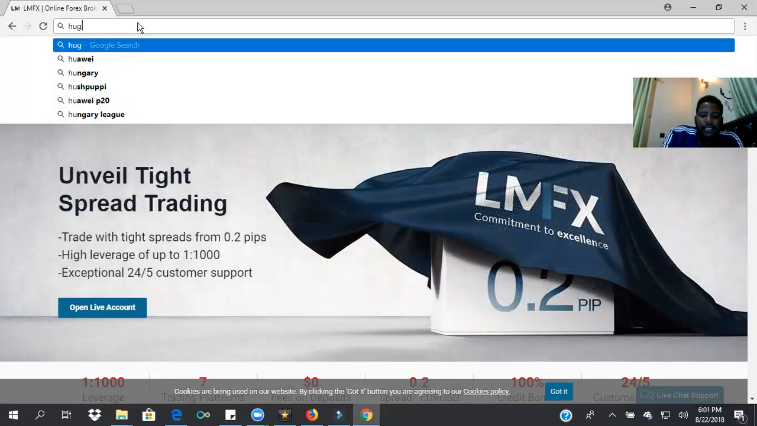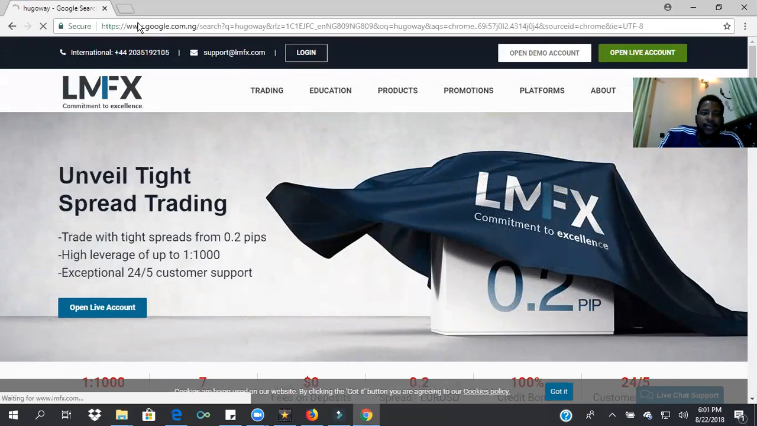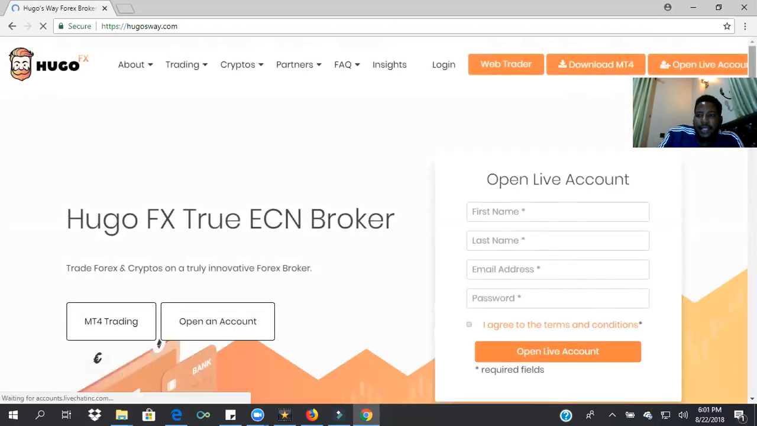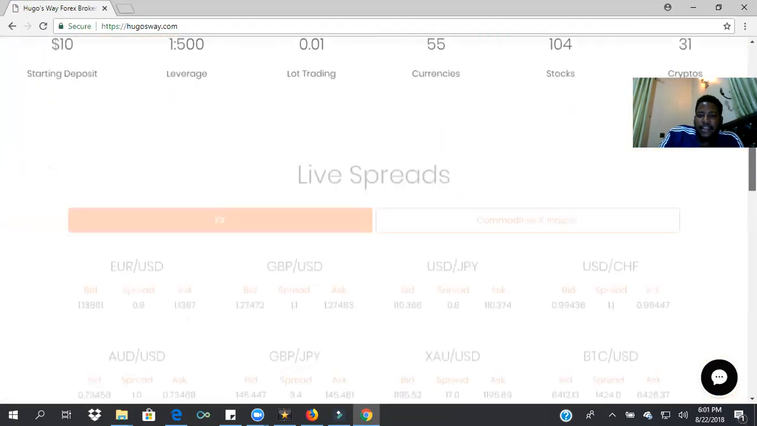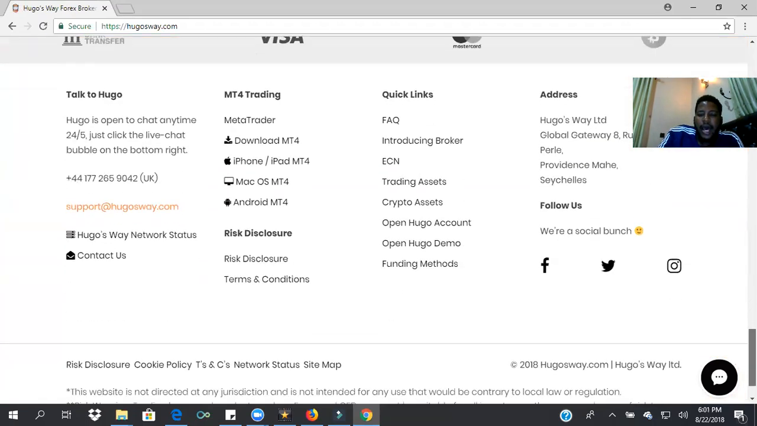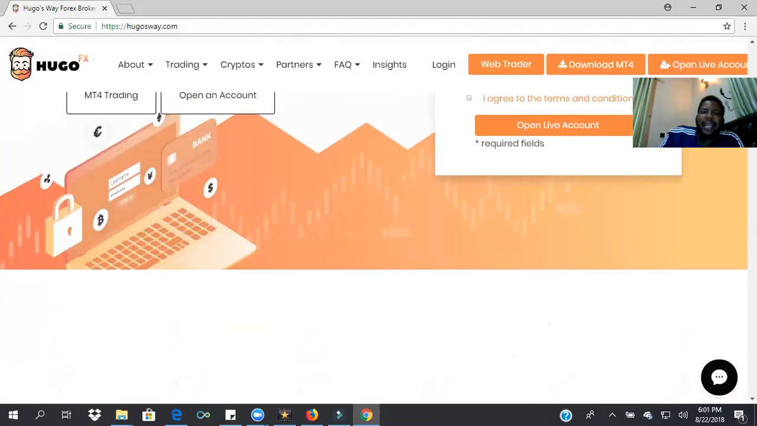And another one you can use is Hugoway. Hugoway is my favorite, okay? It just really came out. So Hugoway is also a very good one. I use Hugoway because actually they trade cryptocurrencies, so I kind of like that. They are very, very easy to use, and they have very, very good customer service as well. So LMFX and Hugoway, I think they should basically do the job. Okay, so you could register here.